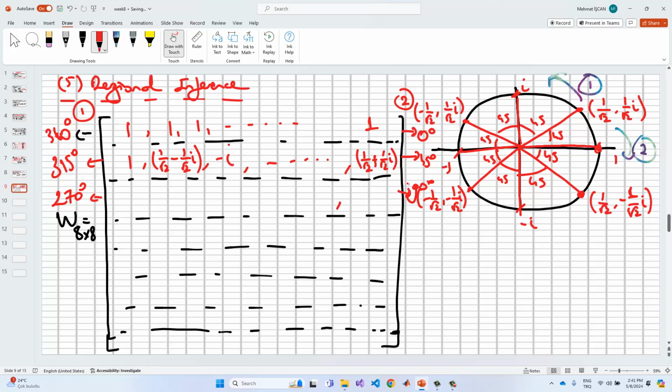1 over 2 plus 1 over 2 i. Yes, i. What's the first value? 1. And what's the second value? Minus i. And it goes on, just like that.